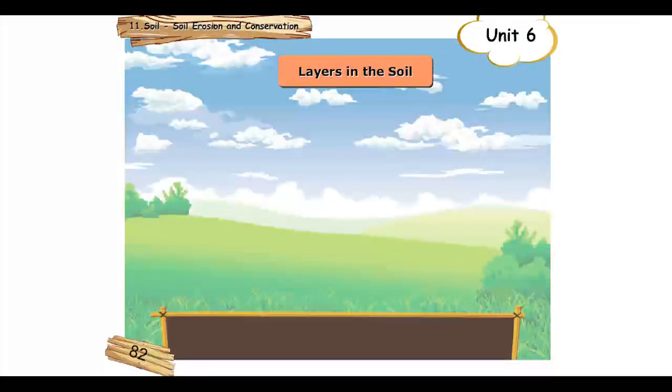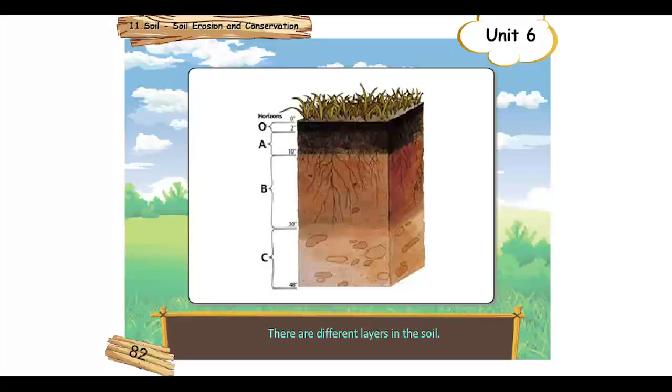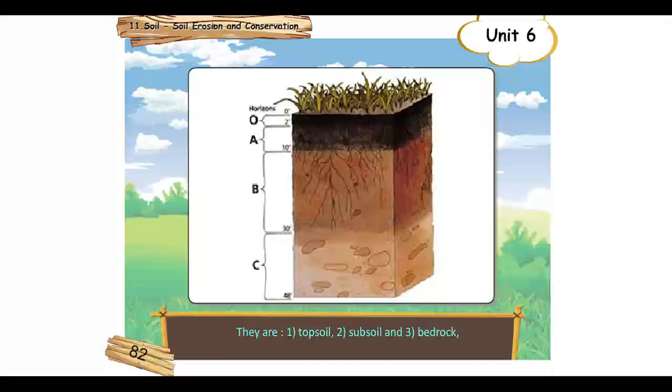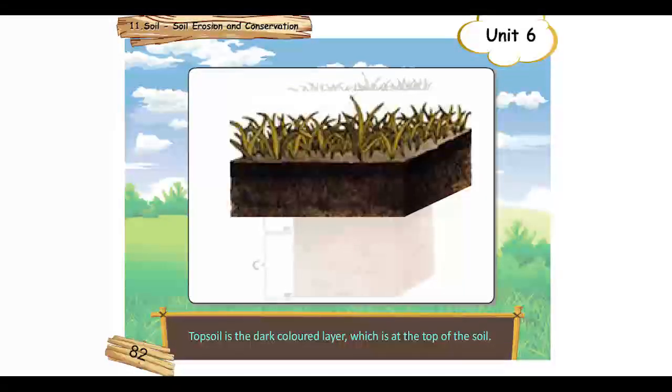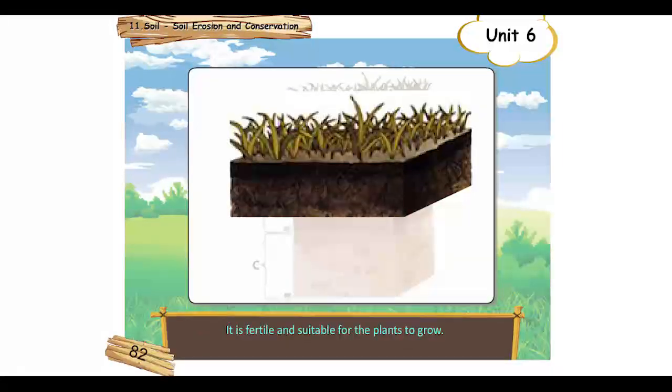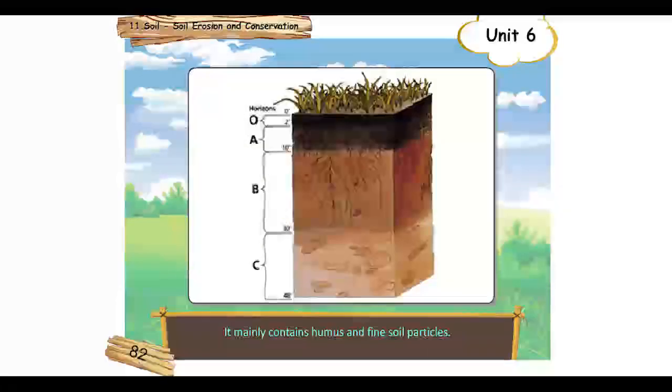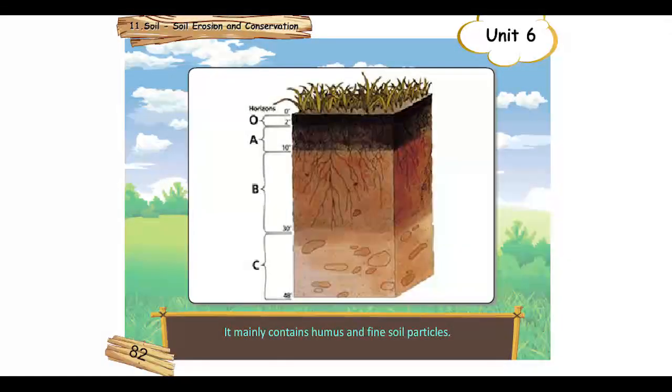Layers in the soil. There are different layers in the soil. They are 1. Topsoil, 2. Subsoil, and 3. Bedrock. Topsoil is the dark-colored layer which is at the top of the soil. It is fertile and suitable for the plants to grow. It mainly contains humus and fine soil particles.